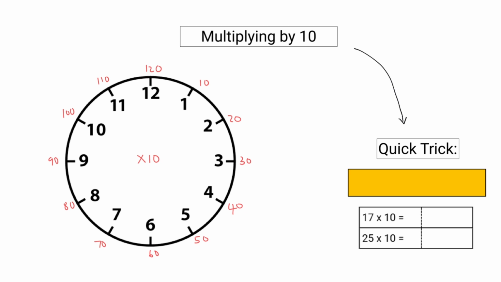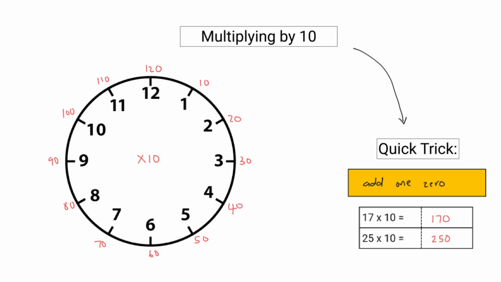Anytime you multiply a number by 10, all you do is add a 0 onto the number. Now this applies to any number, whether they're big, whether they're small. So if we look at these two at the bottom here, 17 times 10, all I have to do is add a 0 onto 17. So my answer is 170. 25 times 10, all I do is add a 0 onto 25. So my answer is 250.